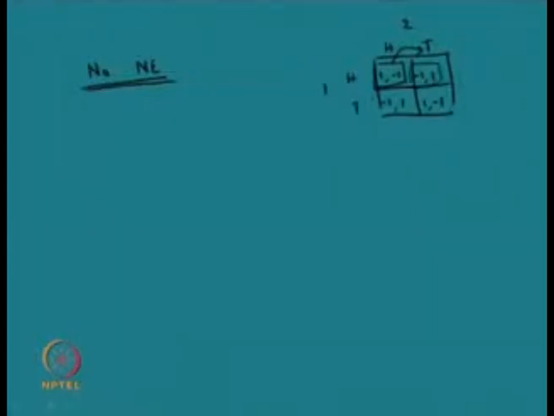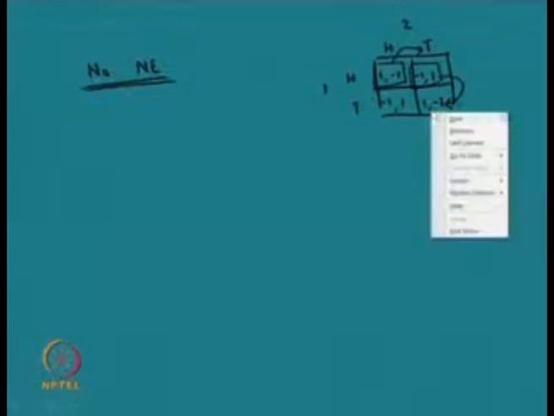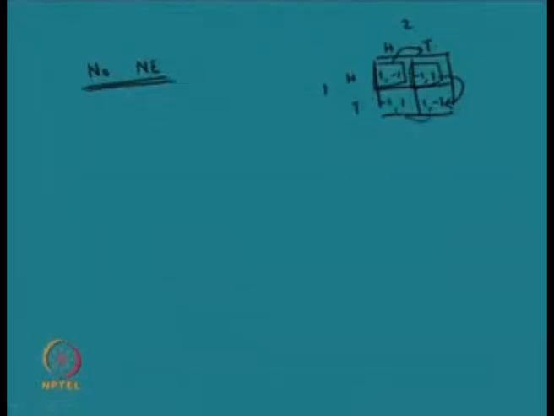No, because player 1 then will have a profitable deviation here, because he will get 1 here, whereas he is getting minus 1 here. From here again, player 2 will have a profitable deviation, and from here player 1 again will have a profitable deviation. So, basically there is no Nash equilibrium.